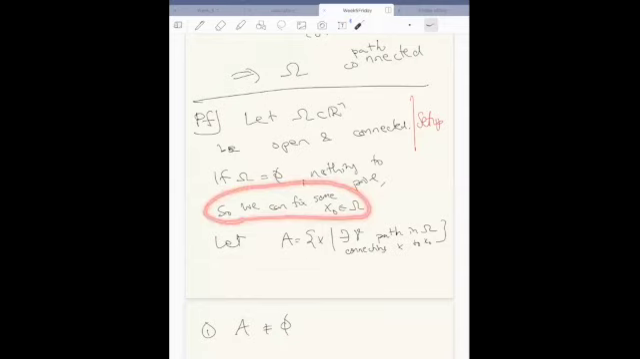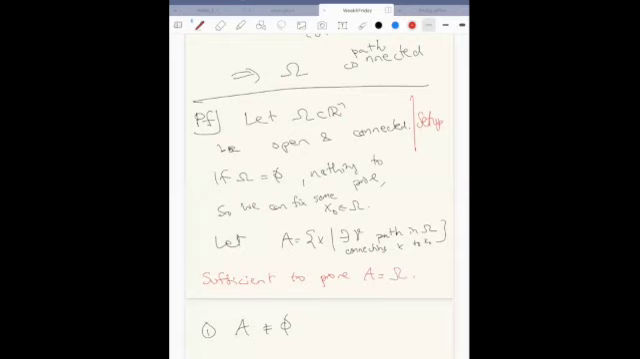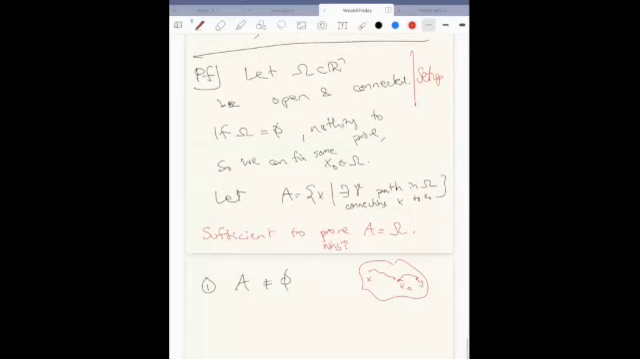It doesn't matter what point you fix. And we look at the set A that consists of all the x's such that there's a path in omega that connects x to x naught. And it's sufficient to prove that A is equal to omega. Why is that? Well, if everything can be connected to x naught, so if you can connect x to x naught and y to x naught, then by concatenating the curves, you can connect x to y.